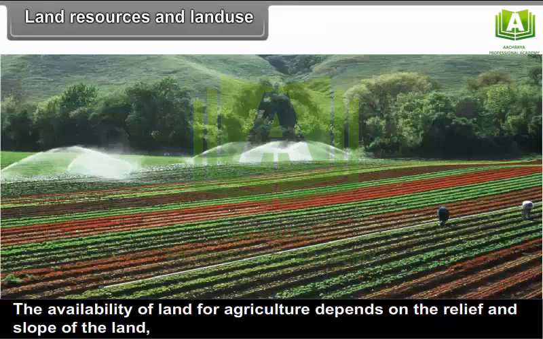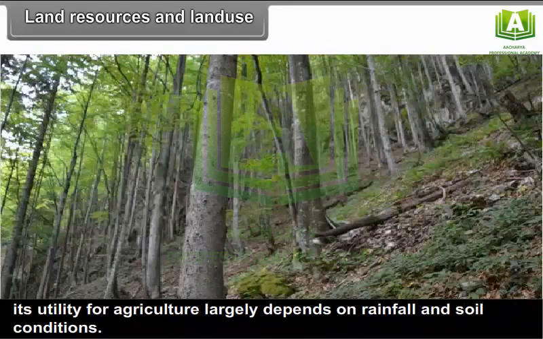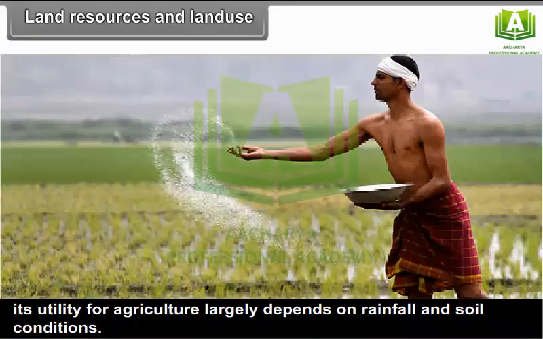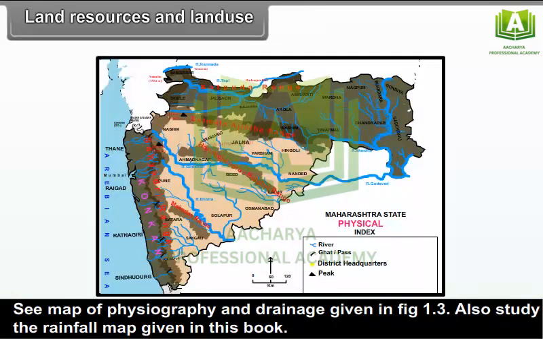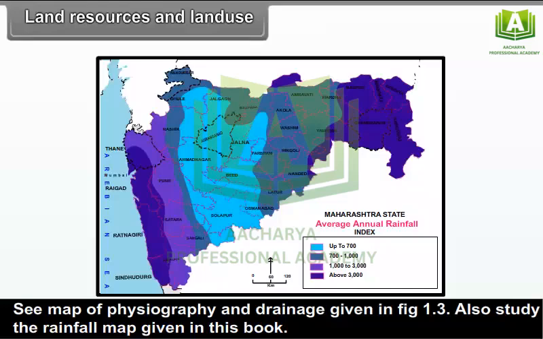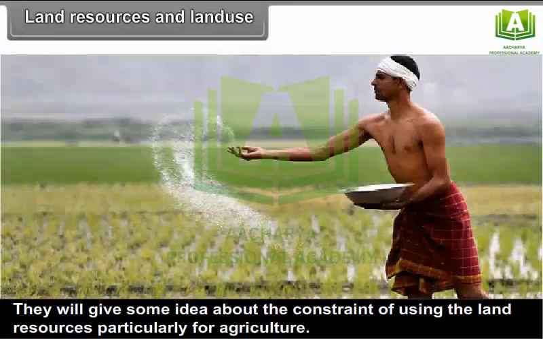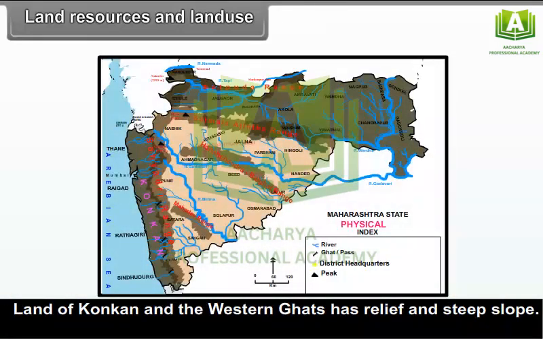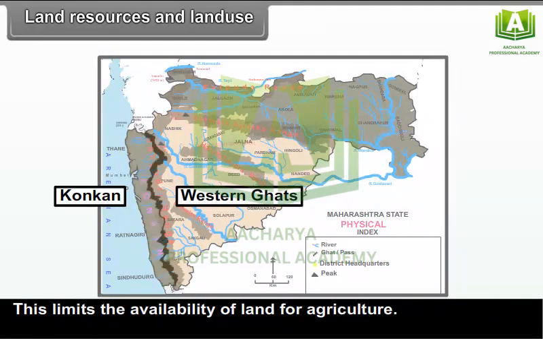The availability of land for agriculture depends on the relief and slope of the land. Its utility for agriculture largely depends on rainfall and soil conditions. See the map of physiography and drainage given in figure 1.3. Also study the rainfall map given in this book. They will give some idea about the constraints of using the land resource, particularly for agriculture. Land of Konkan and the Western Ghats has high relief and steep slope. This limits the availability of land for agriculture.